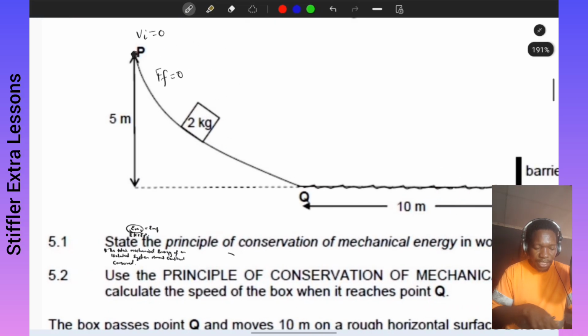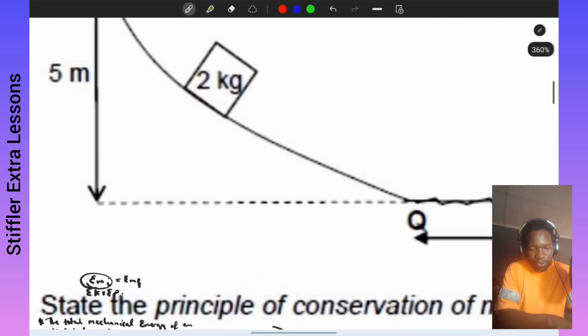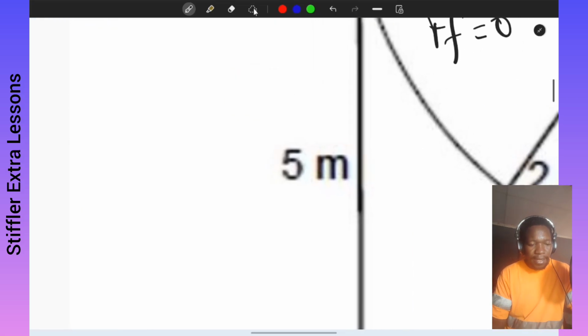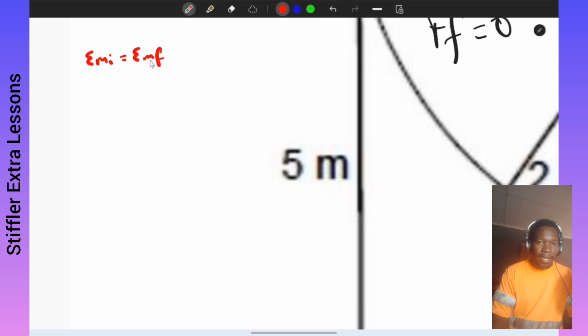They said use the principle of conservation of mechanical energy to calculate the speed of the box as it reaches point Q. That should not be difficult, because we just stated the principle. This principle says that EM initial is equal to EM final. So what does that mean? It says EK initial plus EP initial is equal to EK final plus EP final.